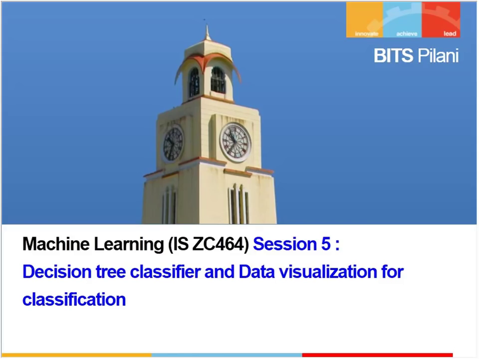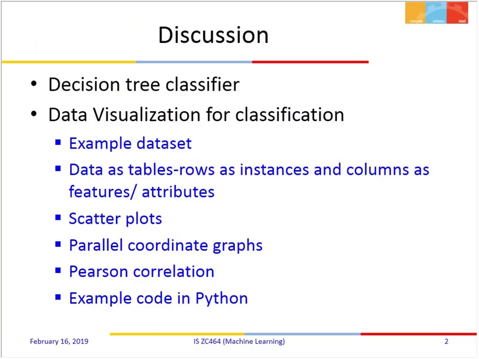It is the decision tree classifier that we are going to discuss today first, and then we will be talking about the data visualization for classification. So in the agenda for discussion, we have the decision tree classifier, as I told you, and then data visualization for classification. We will be discussing an example data set, and we will talk about its attributes and instances, scatter plot as a way to visualize the data and its relationship with other attributes, parallel coordinate graphs, Pearson correlation, and some example code in Python.